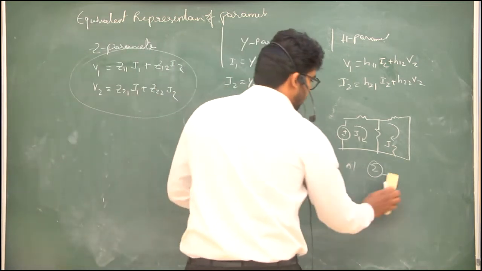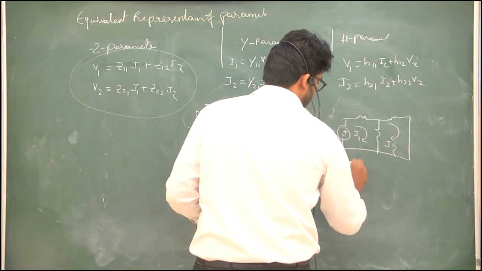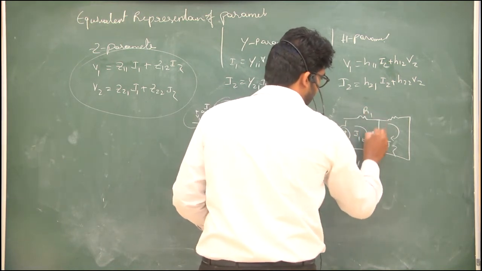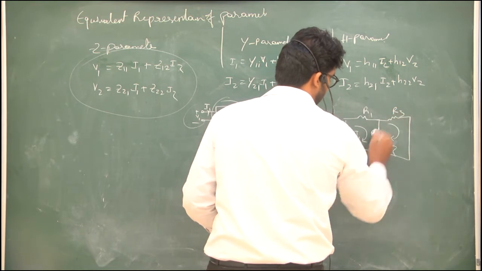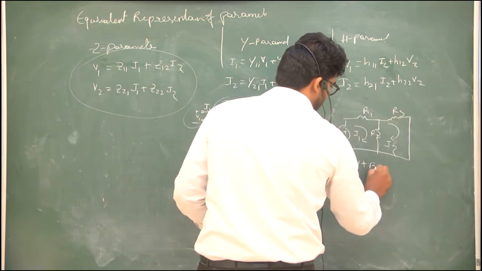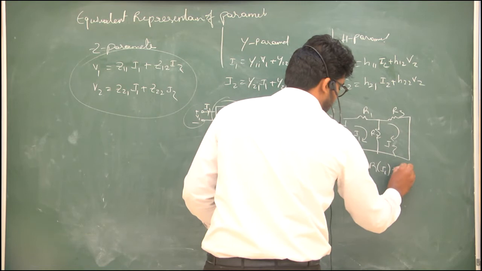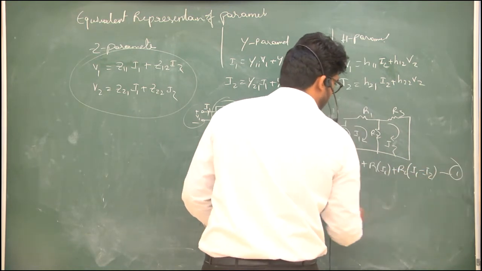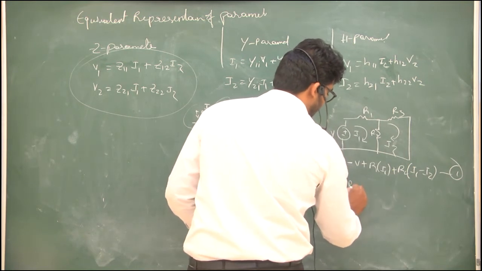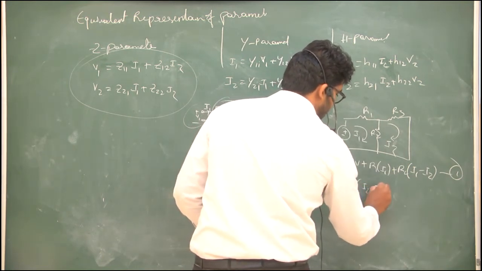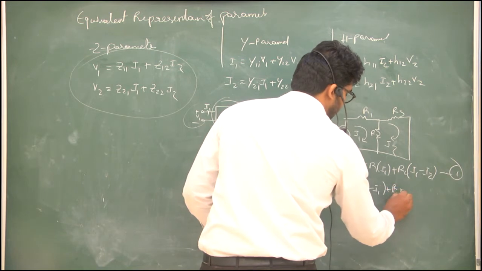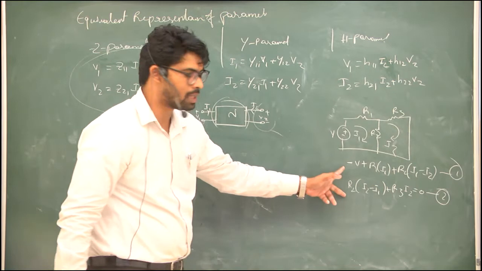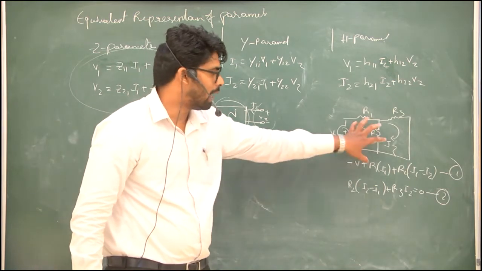So I have taken the two equations by KVL. Minus V plus R1 I1 plus R2 into I1 minus I2, this is equation 1. And again equation 2 is R2 into I2 minus I1 plus R3 into I2 equal to 0. So you obtained two linear equations from a circuit.